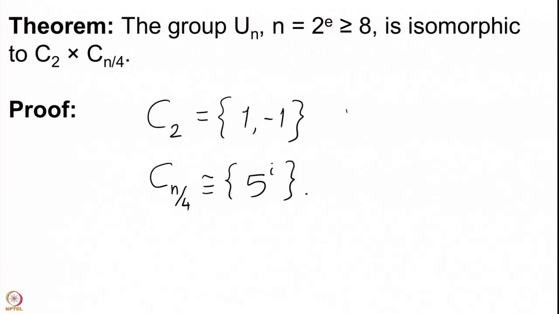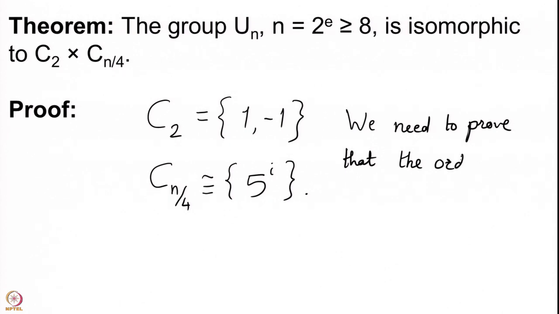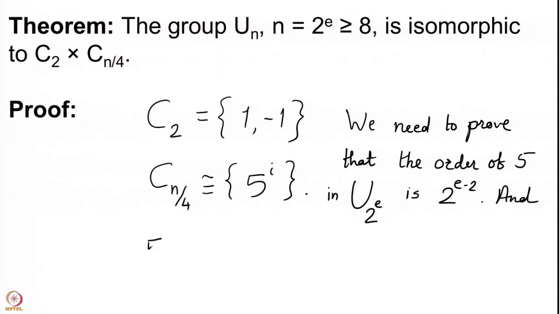So, we will need to prove that the order of 5 in U_{2^e} is 2^{e-2}. This is one thing that we will have to prove, and 5 power i is not equal to minus 1 for any i.